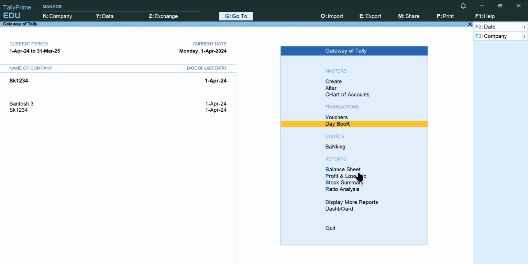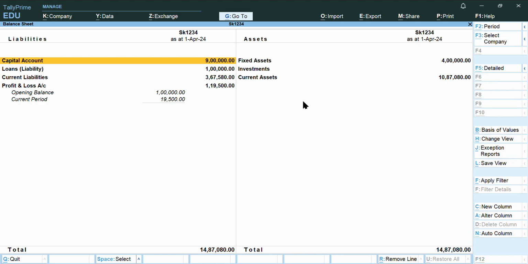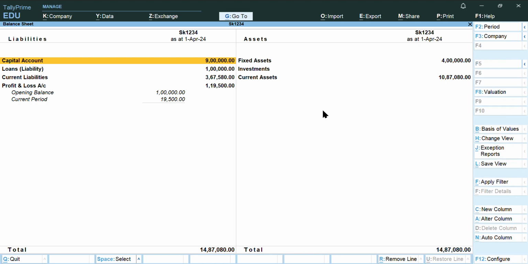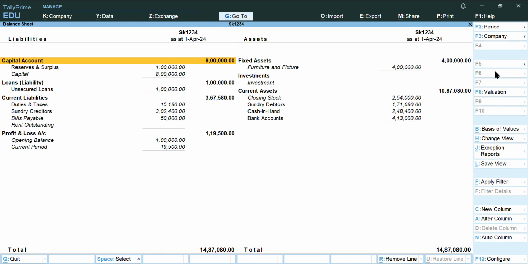Whichever report is needed, it's very simple. Just go to the reports, balance sheet, click on it. You have got the balance sheet, but you see it's in abridged version. To get the detailed version, just press Alt. Look here carefully, all the keys here, some are highlighted, some are not. Press Alt on your keyboard. So you see the remaining keys are highlighted. Herein you have F5 for detailed. Click on this. This is the detailed balance sheet.